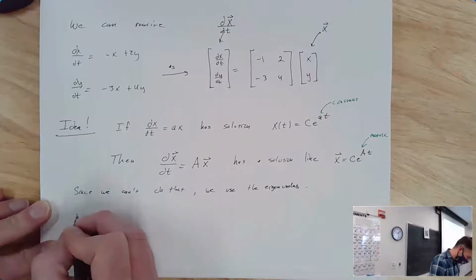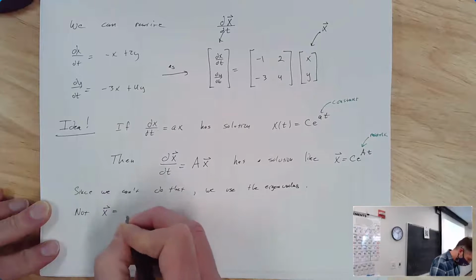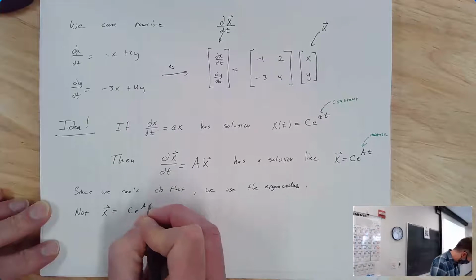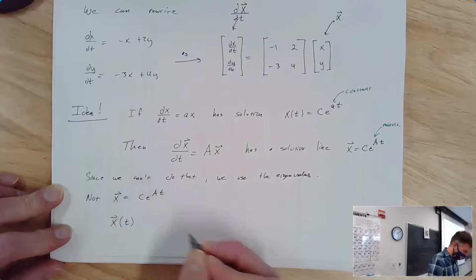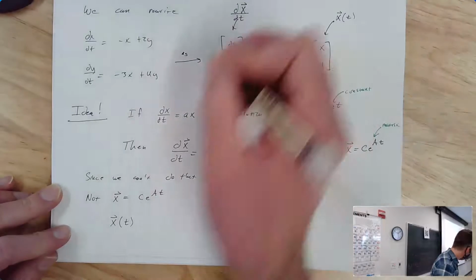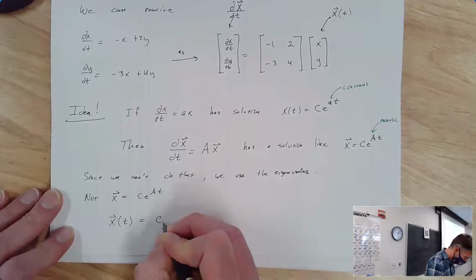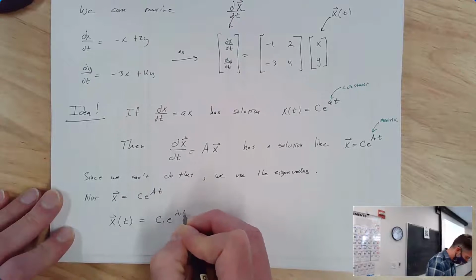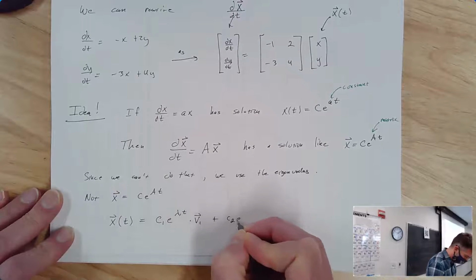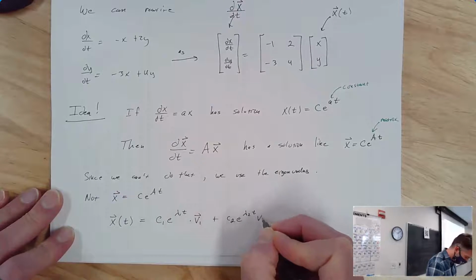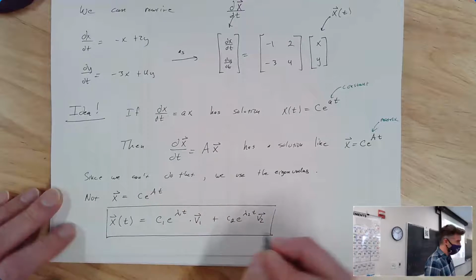So instead of x equal to ce to the at, what we're going to do is say that x as a function of t, you can call this x of t if you want, is going to equal c1 e to the lambda 1 t times the first eigenvector plus c2 e to the lambda 2 t times the second eigenvector. And that is definitely an equation you're going to want to memorize.